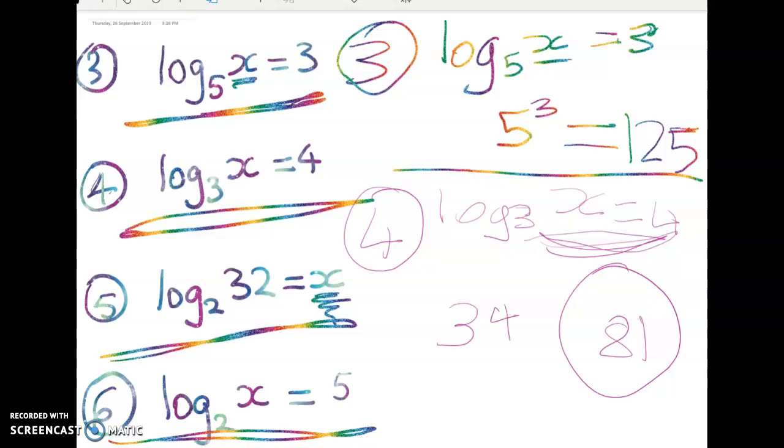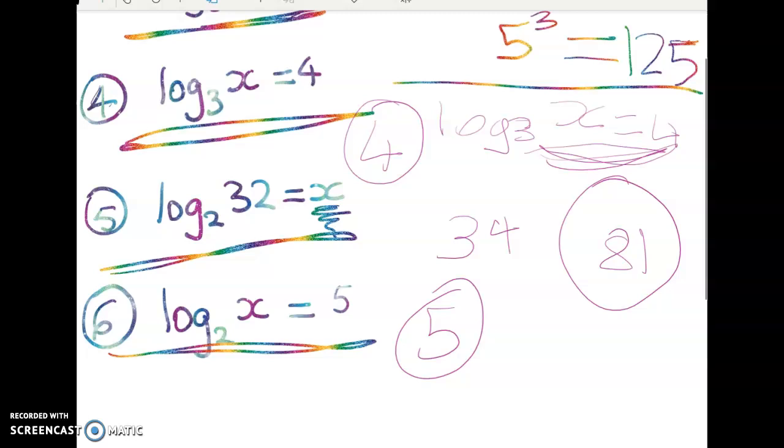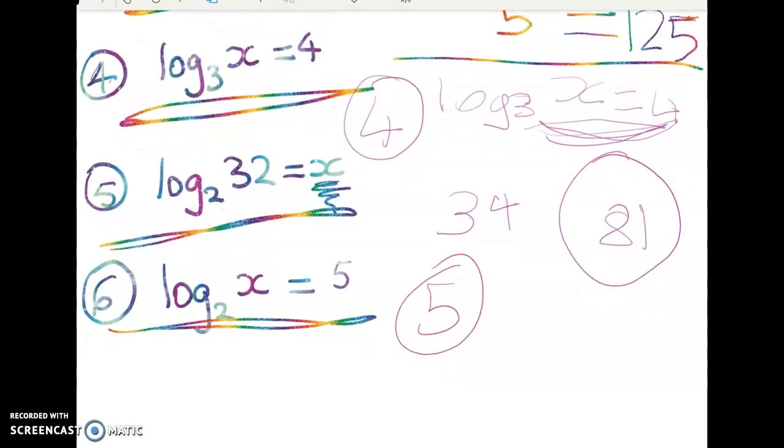Okay, number 5. Now this is a different one. This is the one where you have to figure out what the power is based on the outcome. So this here is the outcome, and this is the number that you have to power to get to 32.